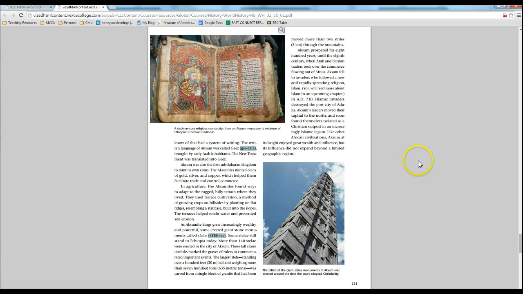Aksum prospered for 800 years until the 8th century, when Arab and Persian traders took over the commerce flowing out of Africa. Aksum fell to invaders who followed a new and rapidly spreading religion, Islam. In AD 710, Islamic invaders deserted the port city of Adulis. Aksum's leaders moved their capital to the north and soon found themselves isolated as a Christian outpost in an increasingly Islamic region. Like other African civilizations, Aksum at its height enjoyed great wealth and influence, but its influence did not expand beyond a limited geographic region.